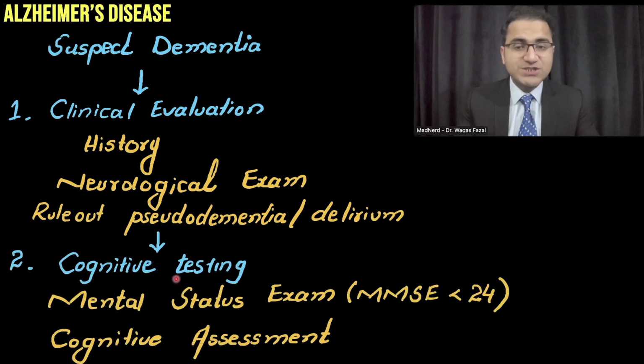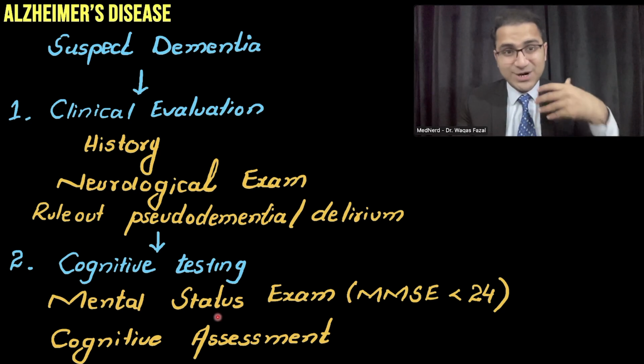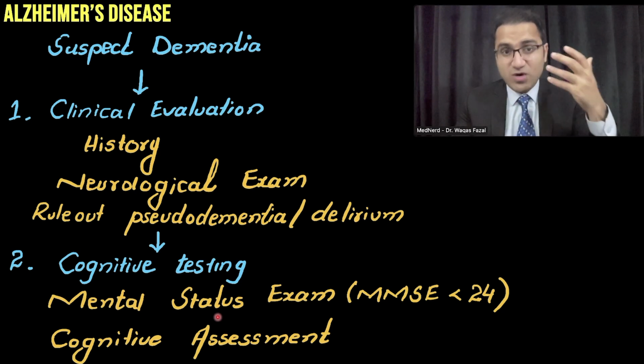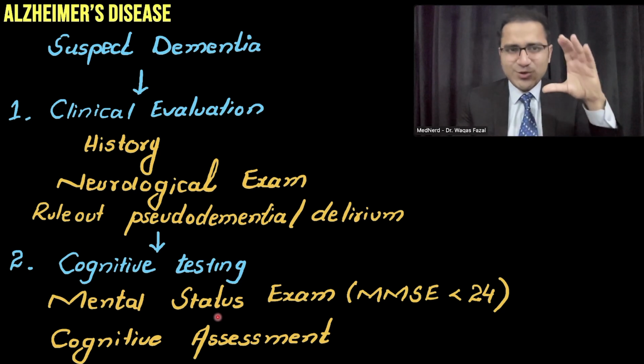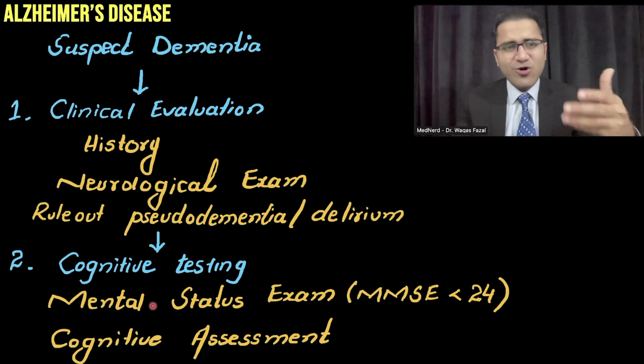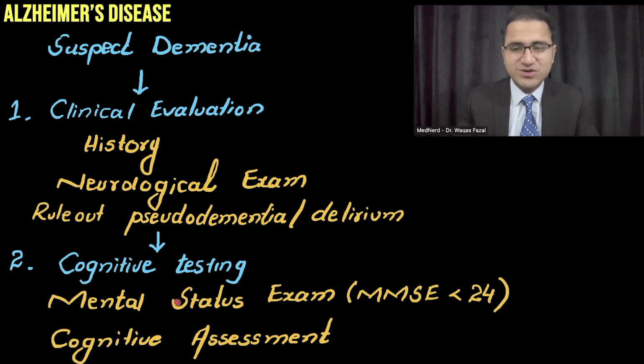After clinical evaluation, you do cognitive testing. In the cognitive testing, you perform certain tests like the clock drawing test and the mini mental state exam. In the mini mental state exam, you ask 30 questions from the patient, and the patient answers those questions like what year it is, what day it is. You tell them to spell certain words backward, you tell them to count in a certain manner. Then you score the patient. If the score is less than or equal to 24, it means that the patient has dementia. How do you do cognitive assessment? I have talked about it in detail in my introduction to dementia video.